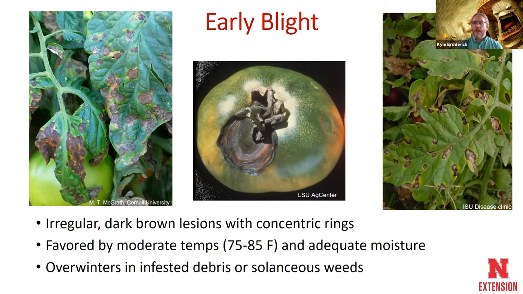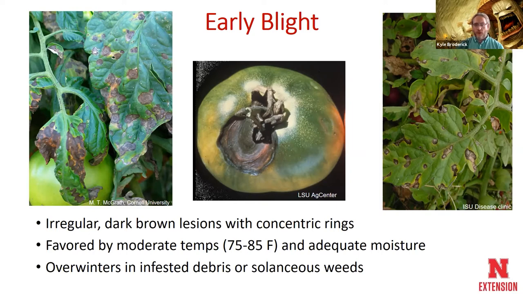The early blight fungus is caused by an Alternaria fungus, and it tends to cause these irregular dark brown lesions. As the lesions grow or mature, they tend to have these concentric rings in the center, which you can really see on the picture on the left side of your screen, and also on the tomato fruit in the middle. Those rings are formed by that fungus expanding the area that it kills. With each new area of necrotic tissue, that's how we get those rings.